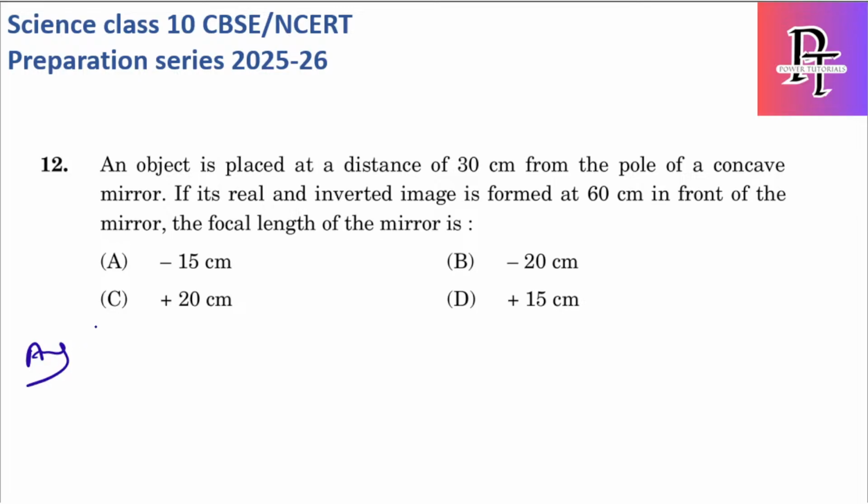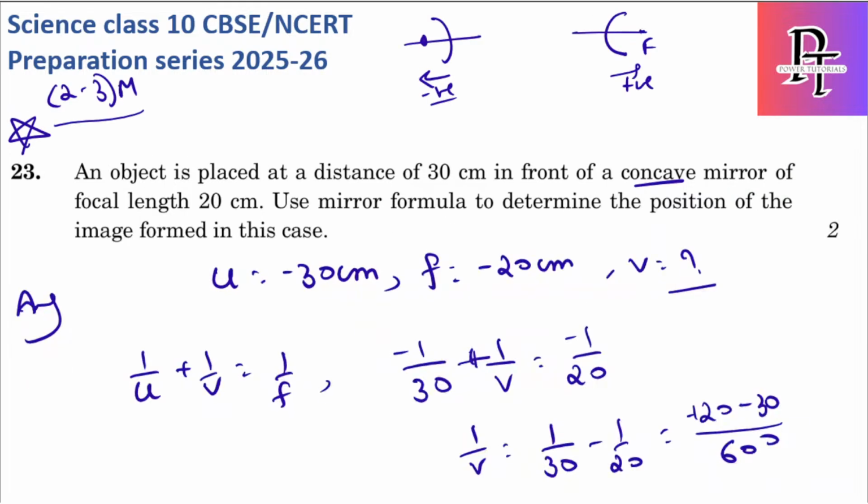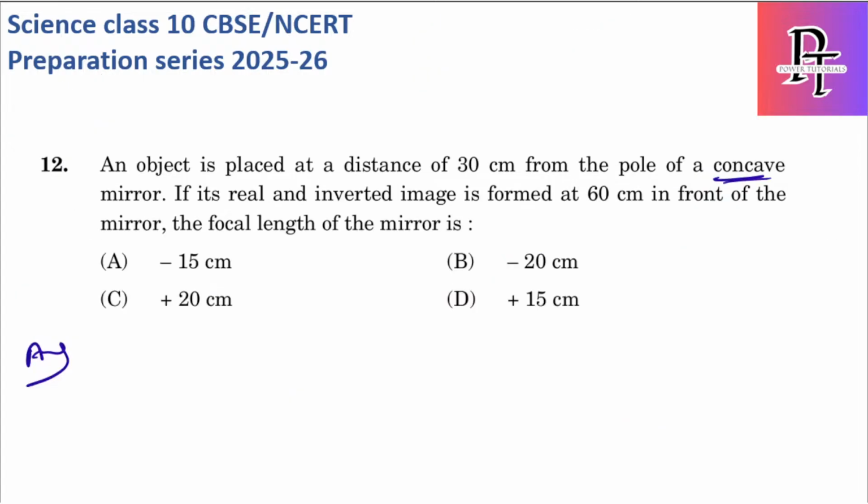An object is placed at the distance of 30 centimeters from the pole of a concave mirror. Okay, this is also a concave mirror question, and this is from a different set. So if we consider the 23rd question, this is from one set and this is from another set, but the questions are the same, only here they have provided u and v and they're asking the f value.